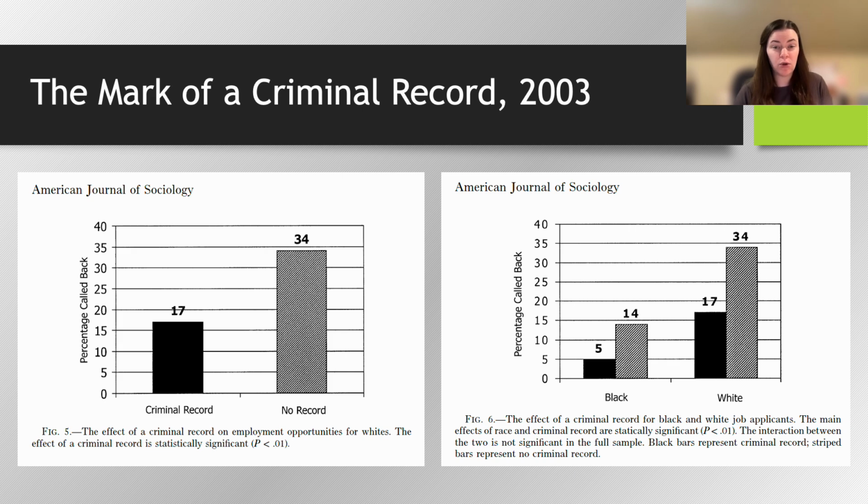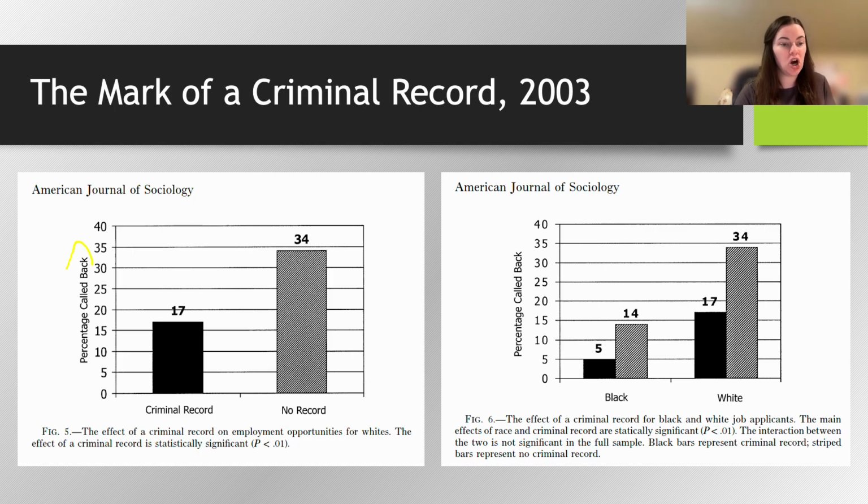When she did that, though, she had one of the white testers and one of the black testers also indicate that they did have a criminal record in their resume materials. And so what we're looking at here in figure 5 first is this idea of how did a criminal record affect one's ability to get a callback? And we know this because we can look at both our Y and X axes to give us that information.